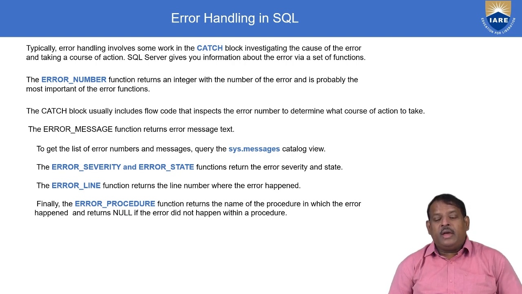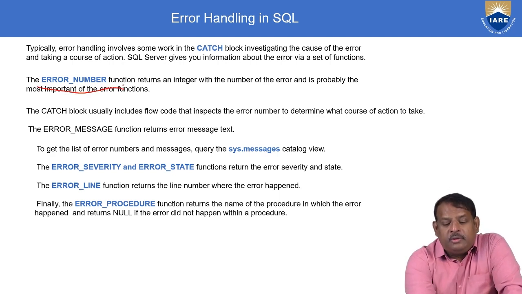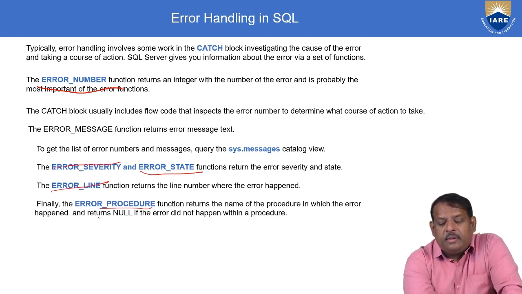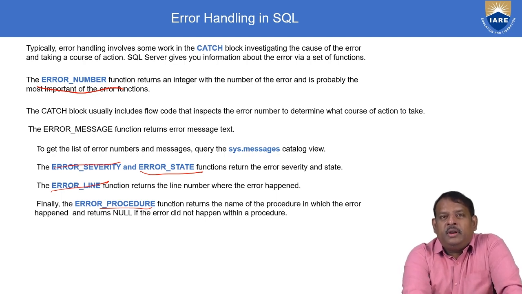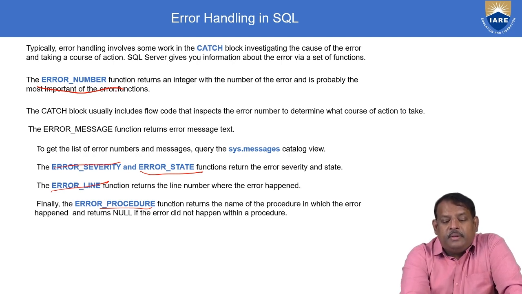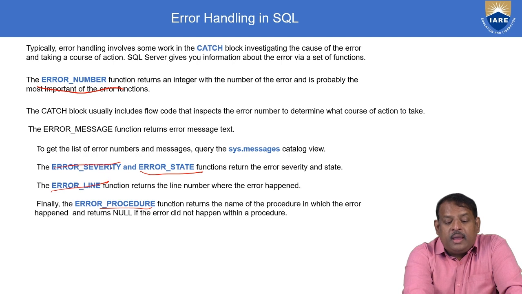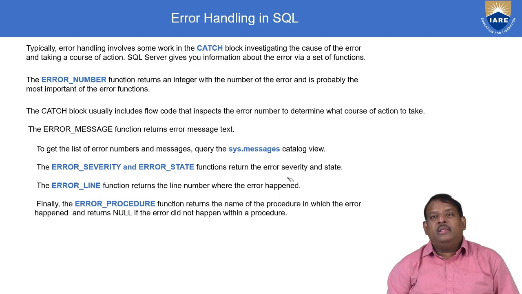So we have error number, error state, error severity, error line, and error procedure. Apart from this, there are many more, but at a high level we'll mostly concentrate on these default functions: error number, error state, error severity, error line, and error procedure. These are the inbuilt functions provided by the system to handle errors.